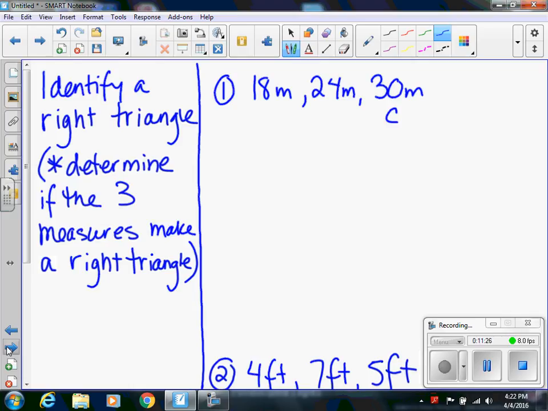Again, 18 can be A or 18 can be B. I'm just going to kind of go in order. That means that A squared plus B squared equals C squared. That means that 18 squared plus 24 squared equals 30 squared. If this works, and it's true, and we get this side equal to this side, then that makes it a right triangle. If it's not the same on both sides, then it is not a right triangle.